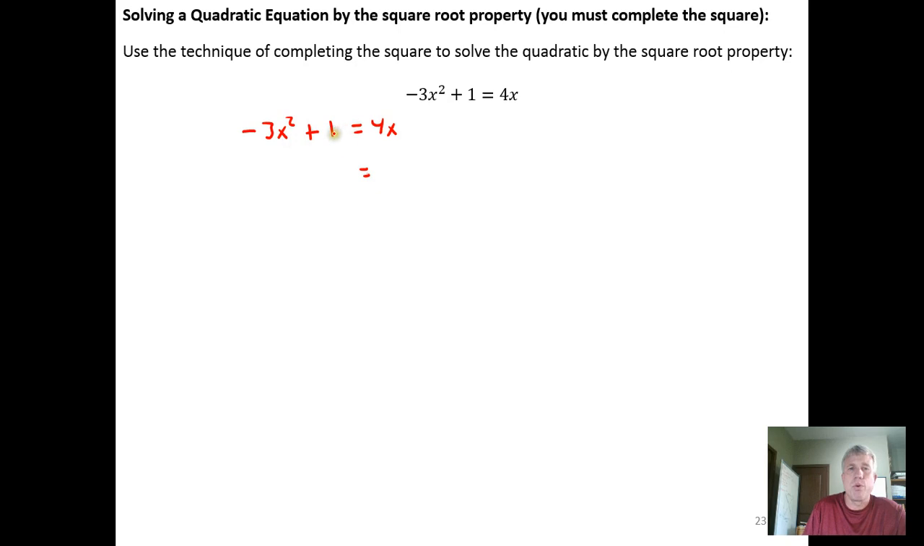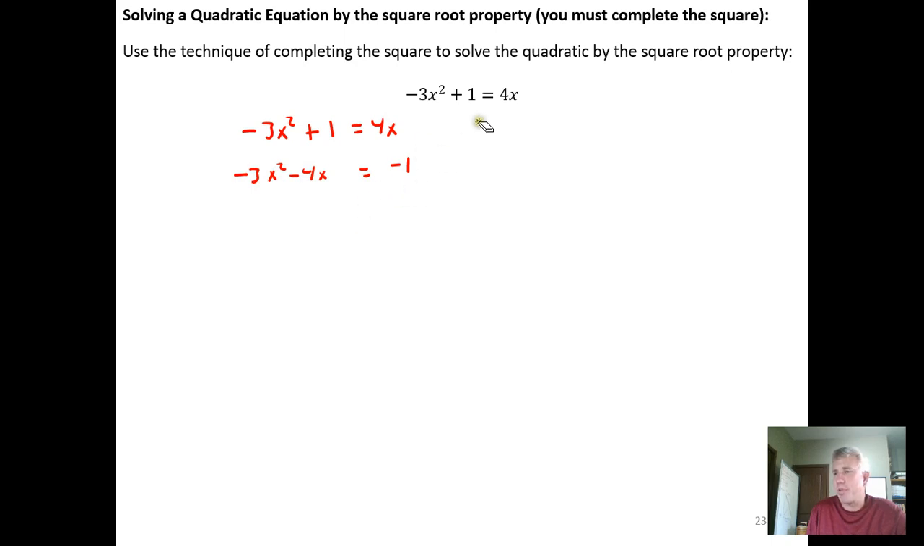And just like before, I want to get the constant terms over on the right hand side. And I want everything with an x in it on the left hand side. So my first move is going to be to subtract this 1 from both sides. And then once I've done that, I'm going to subtract the 4x from both sides. So what I'll wind up with is negative 3x squared minus 4x equals negative 1.